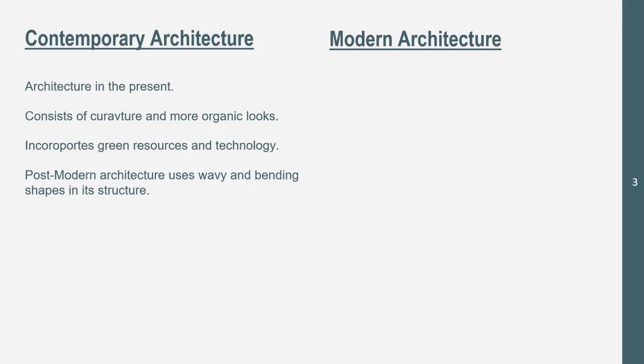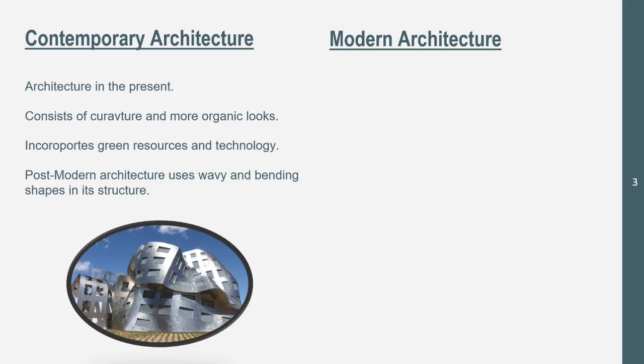And then postmodern architecture, which is a form of contemporary architecture, uses wavy and bendy shapes in its architecture. Basically something like this. That is postmodern architecture. Postmodern architecture is contemporary architecture, so don't get that mixed up. But as you can see here, we have basically not really traditional. This is definitely, you can say, newer. And it's using wavy and bending shapes. You would see more of this now than you did 20, 30 years ago.